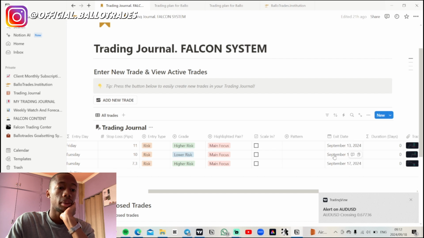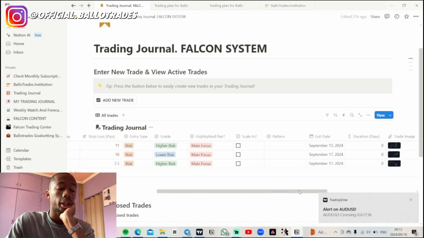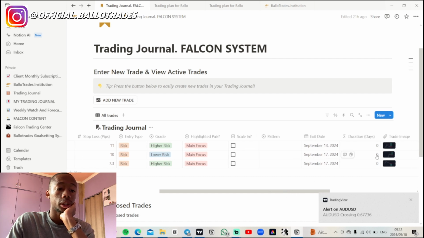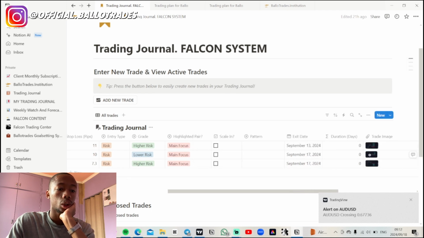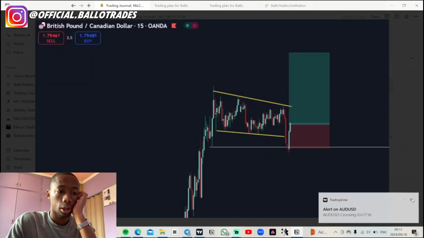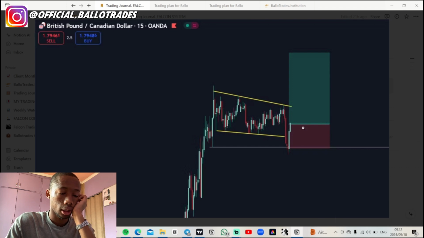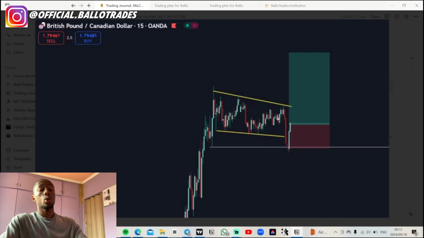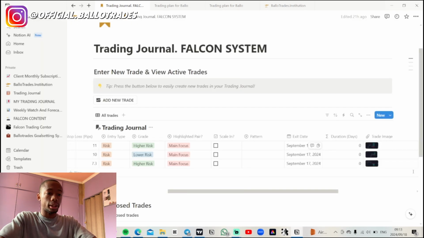It tapped me out the same day, but I'll explain why and what happened, right? As you can see, the duration was 0. Then the screenshot was like this. This was the entry, right? But I'll explain to you guys what happened. For this one, I could have banked like 3%, but I'll explain why I didn't bank 3%, right?